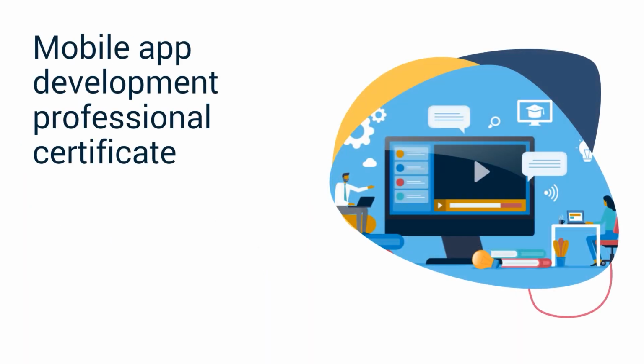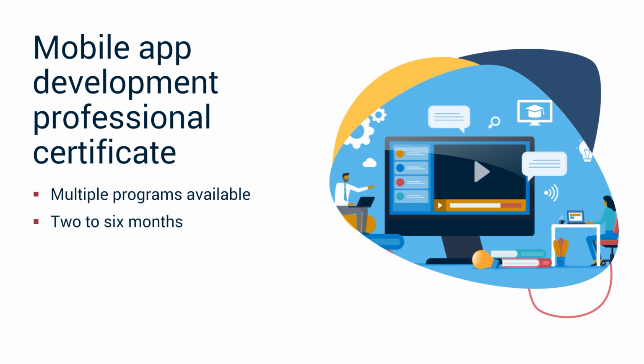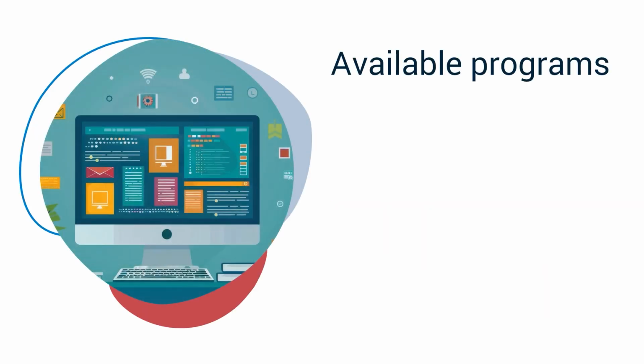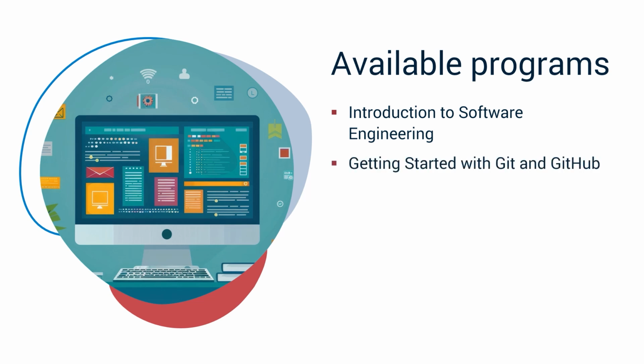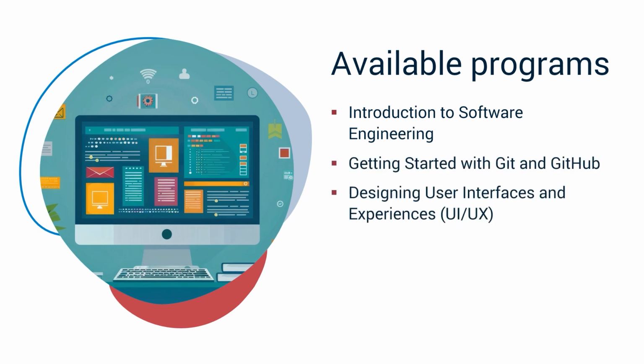If you are not already enrolled in our iOS and Android mobile app developer professional certificate, of which this course is a part, we encourage you to do so. Depending on your schedule and the number of courses in the program, you can complete these programs in about 2 to 6 months. If you wish to continue your mobile app development journey, you may want to consider the following courses: Introduction to Software Engineering, Getting Started with Git and GitHub, Designing User Interfaces and Experiences, UI/UX. Get started with iOS app development. If interested, the links to these programs are in the Congratulations and Next Steps reading at the end of this course.